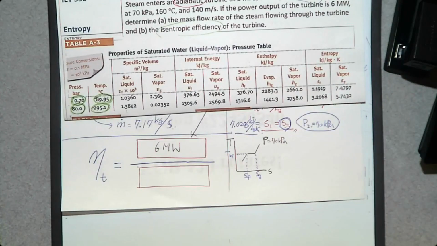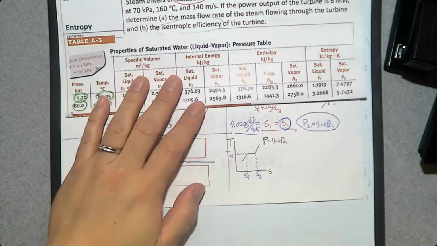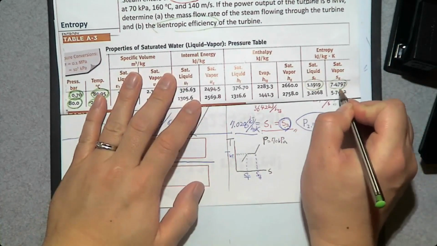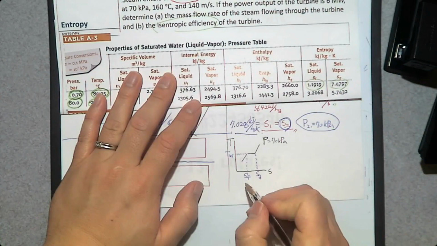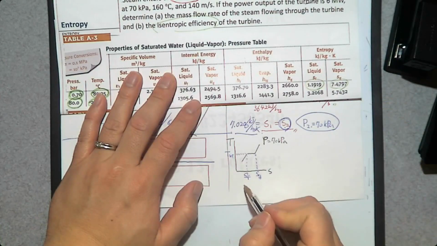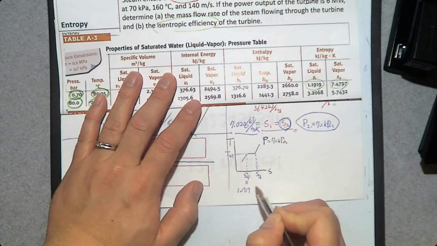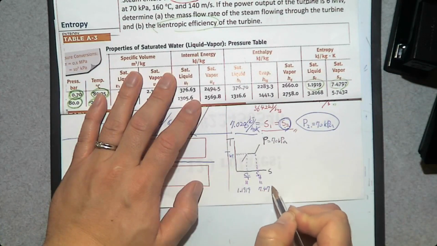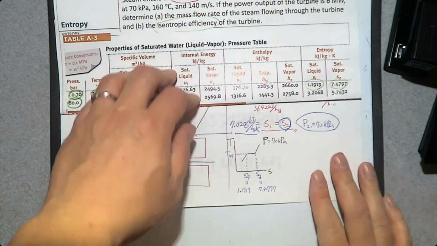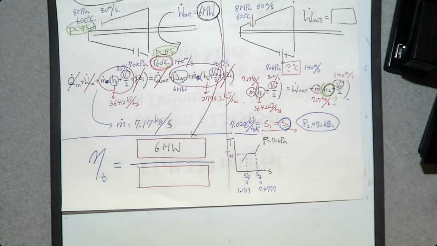At 70 kilopascal, there's an SF and there is an SG. So I'm going to write them. This is SF, this is SG. So SF is 1.1919. SG is 7.4797. Okay. Then, can we determine the phase change process?